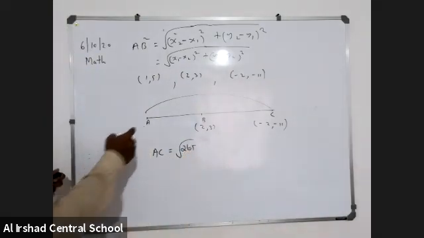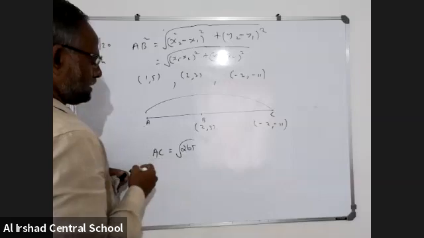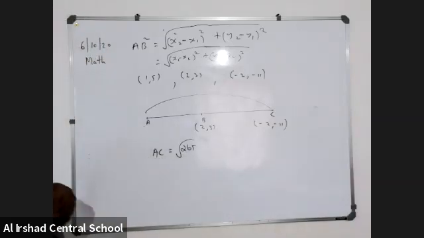Now see, AB plus BC is not equal to AC. That is why it is not called collinear.